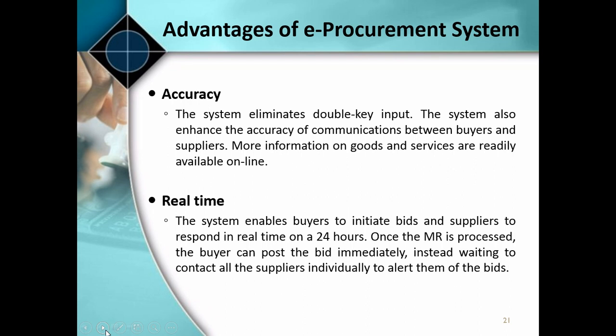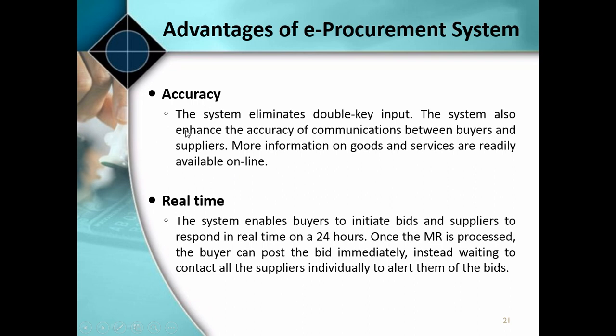Okay, next advantages is accuracy. Okay, accuracy ni apa? Okay, so dia kata the system eliminates double key input. Okay. So dalam sistem tak akan ada kita isi benda yang sama. Okay, sebab kalau kita just tulis by hand, ada potential kita tulis benda yang sama kan. Okay, so tapi dalam sistem dia akan eliminate double key input.